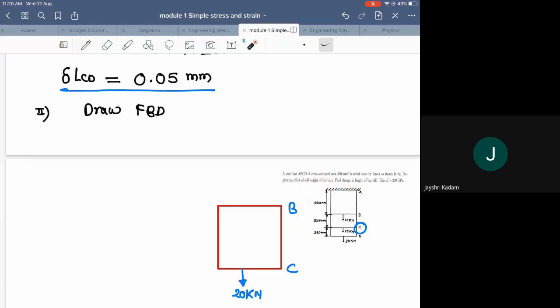And in the diagram, what is given at point C? A 50 kilonewton tensile force is also acting at point C. So once again, I am going to show the same force here. 50 kilonewton tensile is acting.